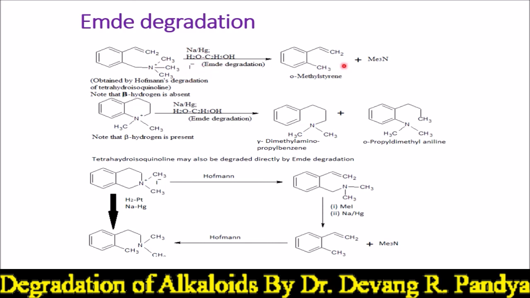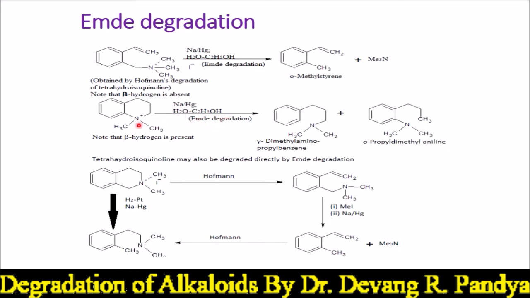So we're going to get the trimethylamine removed from this, and we're going to get o-methylstyrene, and that is how we'll get the olefinic compound with this aromatic counterpart. Again, if we do not have beta hydrogen, and if we want to perform the Hofmann exhaustive methylation process, such a compound is treated with sodium amalgam in the presence of aqueous ethanol.